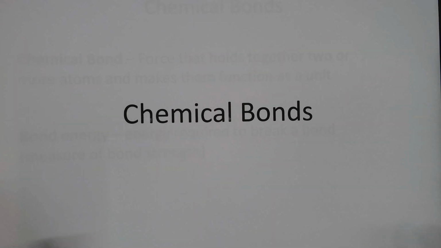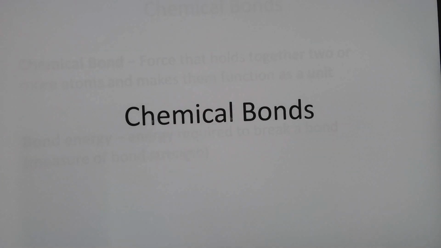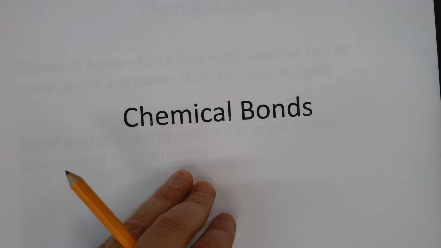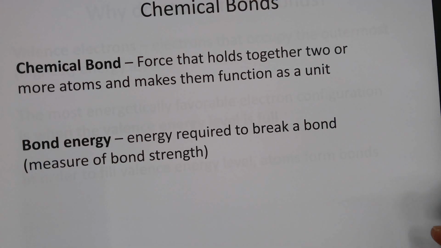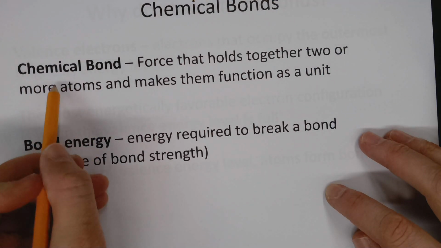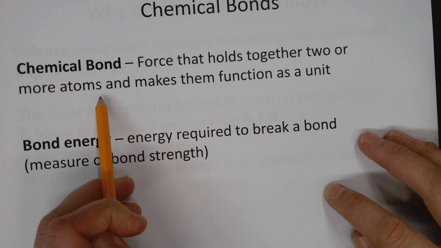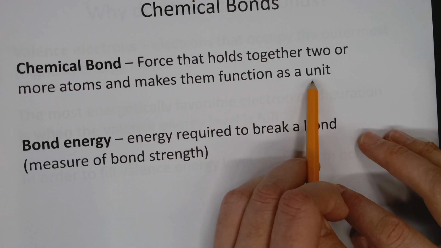What we're going to look at in this video is just an introduction to chemical bonds. So a brief definition of chemical bonds. A chemical bond is the force that holds together two or more atoms and makes them function as a unit.